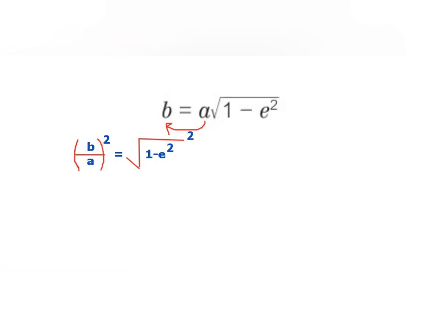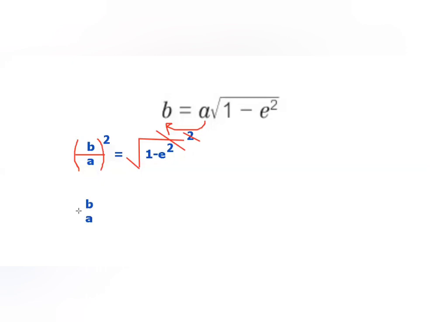Now, after this, because I squared a square root, I can remove the square root with the square, like this. This square and this square root will be removed together. And I end up with 1 minus e squared. So I'm going to write what we have here. So we have b over a, like this. And both of them are squared.